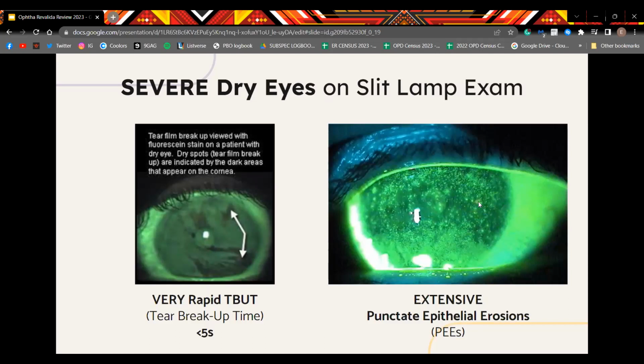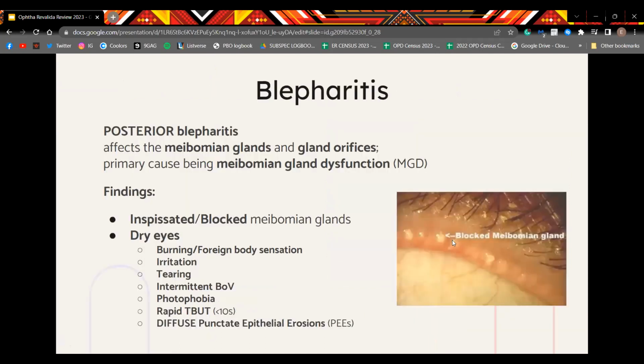Okay, and eto naman itsura ng severe dry eyes, no? So pag severe dry eyes, yung tear break-up time mo, very rapid na, less than 5 seconds na lang. Then yung punctate epithelial erosions would be very extensive, no? Very diffuse. Parang nakikita niyo sa picture na yan. So next would be posterior blepharitis.